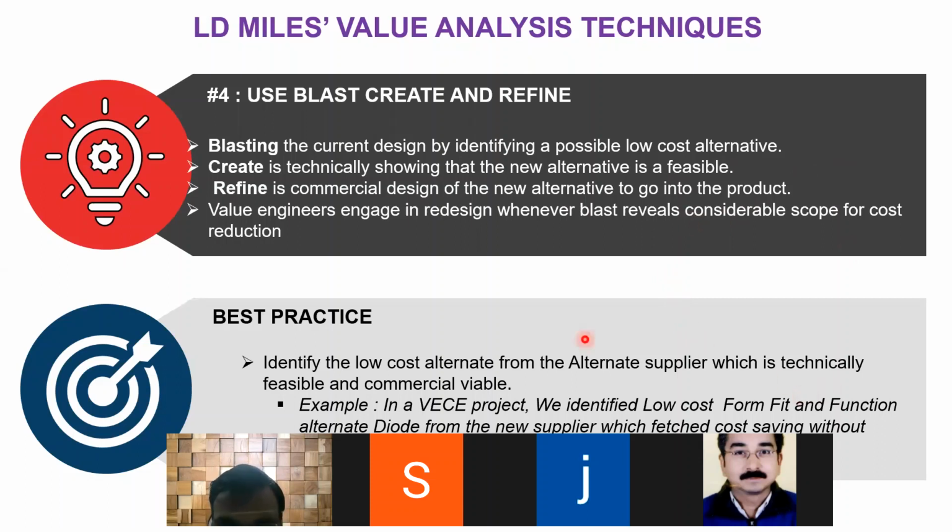You have to redesign the process. So here it's not a product, you're going to redesign the process. And you have to achieve the scope for cost reduction. That is your target. So you have to identify the low cost alternate. Maybe it can be from the alternate supplier or any alternate process, which should be technically feasible and also commercially viable. You have to take into account those aspects.